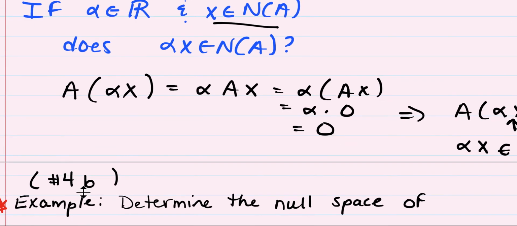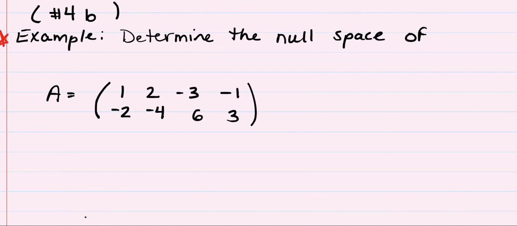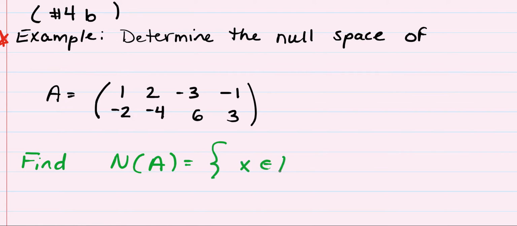Let's work on an actual example of finding the null space of a matrix. So maybe this will help you understand null spaces better. This is number 4b from your book in section 3.2. The example says, determine the null space of this 2x4 matrix. 2 rows, 4 columns. So we want to find the null space, which is the set of all vectors.